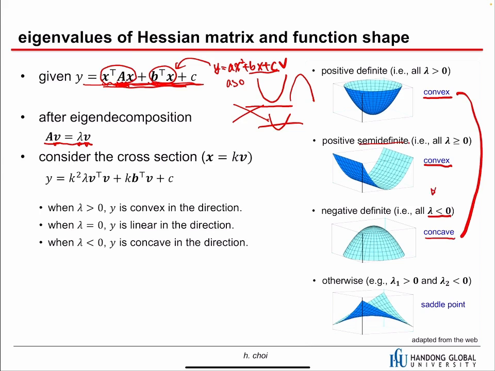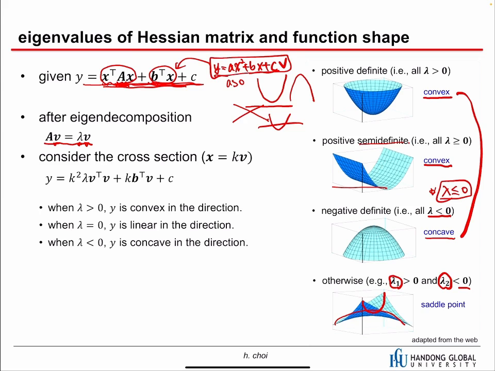Sometimes we can have these kinds of cases. This one is exactly the same as this one, but in the opposite direction. And sometimes we have some positive eigenvalues and some negative eigenvalues. In that case, we have a saddle point. Saddle point means in this direction we have a positive curvature, and in this direction we have a negative curvature. So we can apply this equation in some specific directions.